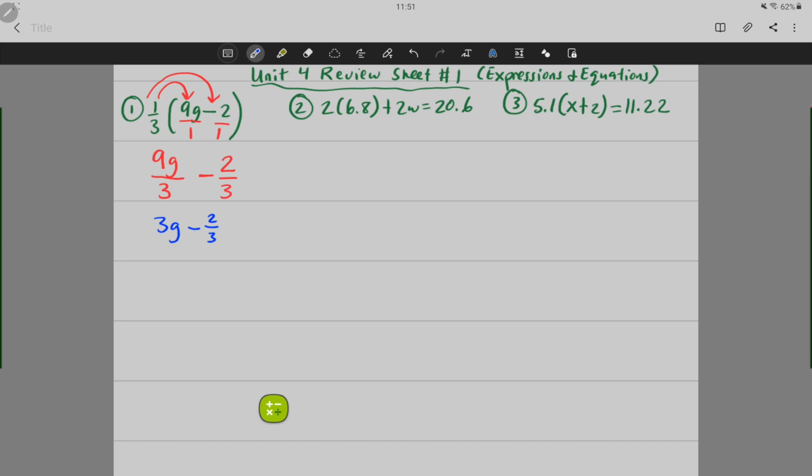We cannot combine these. These are not like terms because the first term, 3g, has a variable, the letter g, while the second term, the negative 2/3, is a constant. It doesn't have a variable. So nothing else we can do here. Our answer is just this, which is choice D, 3g minus 2/3.